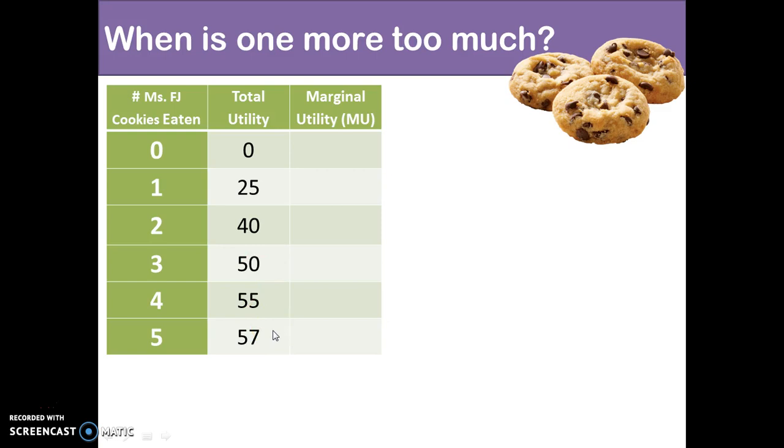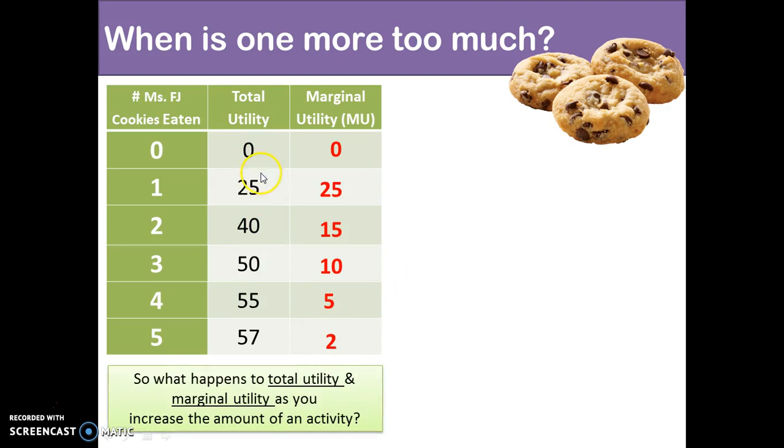Now to calculate the marginal utility, we're going to do the same thing as what we did before. If we don't have any cookies, we won't have any utility. We're not going to experience any marginal utility. But if we have one cookie, we're going to experience 25 utility, and that's a 25 util increase from not having any cookies. And so if we do the simple calculations, 25 minus 0 is 25, 40 minus 25 is 15, 50 minus 40 is 10, 5, and 2. And again, we should see that our total utility increases and our marginal utility decreases as we consume more of an activity.